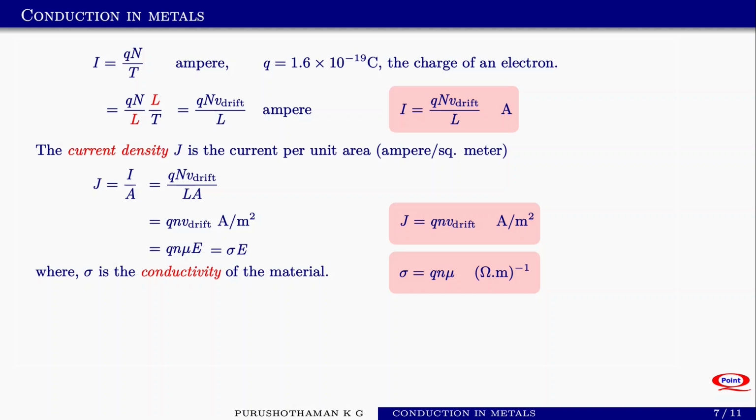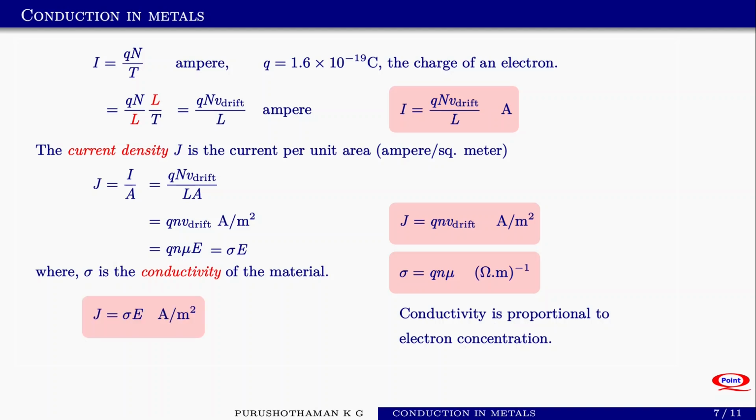Reciprocal of conductivity is the resistivity. And you can note an important point here, conductivity is proportional to electron concentration. The higher the electron concentration, the higher the conductivity, or the lesser the resistivity. So we have an important expression, J is equal to sigma E ampere per square meter. This is actually Ohm's law. We will see how this becomes Ohm's law.